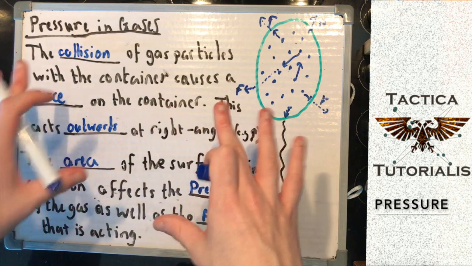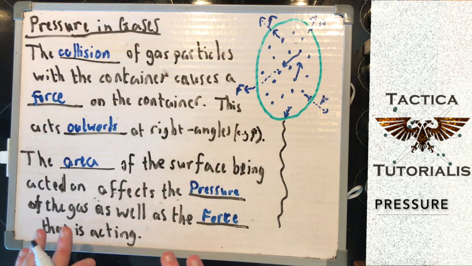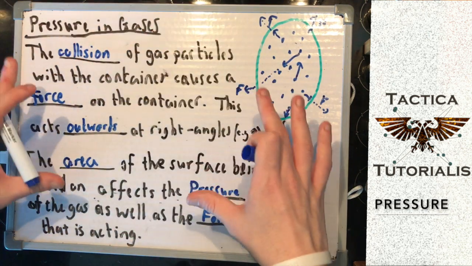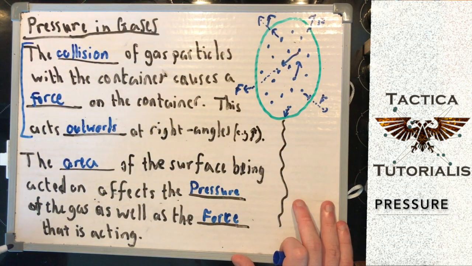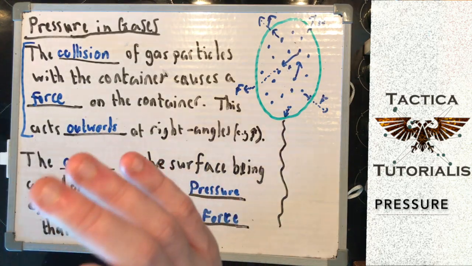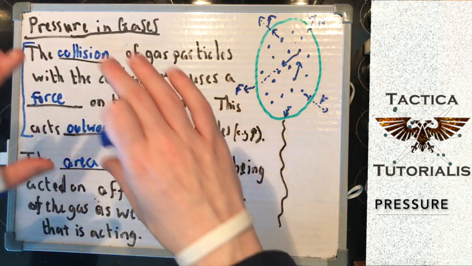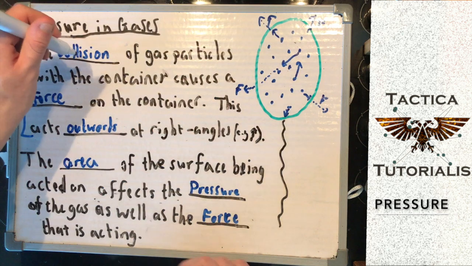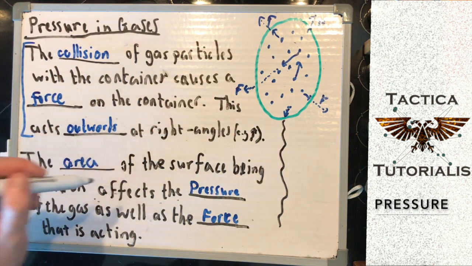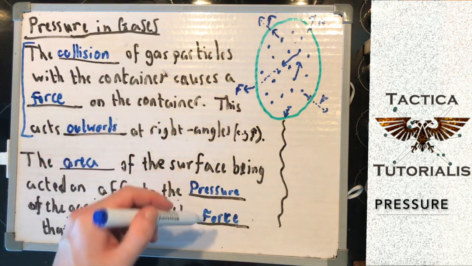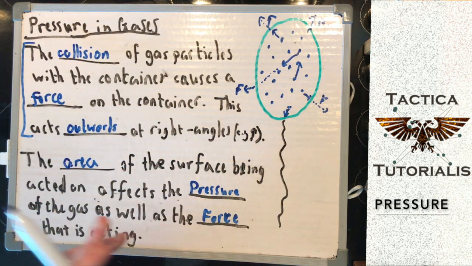So those are some slightly long form notes. If you don't want to copy it all down, I don't blame you. But if you wanted to know it all, I would say that this bit is probably the more important bit in terms of explaining what's going on. That is the important bit. The collision of particles causes a force on the container, and because that surface being hit has an area, that affects the pressure as well as the force.